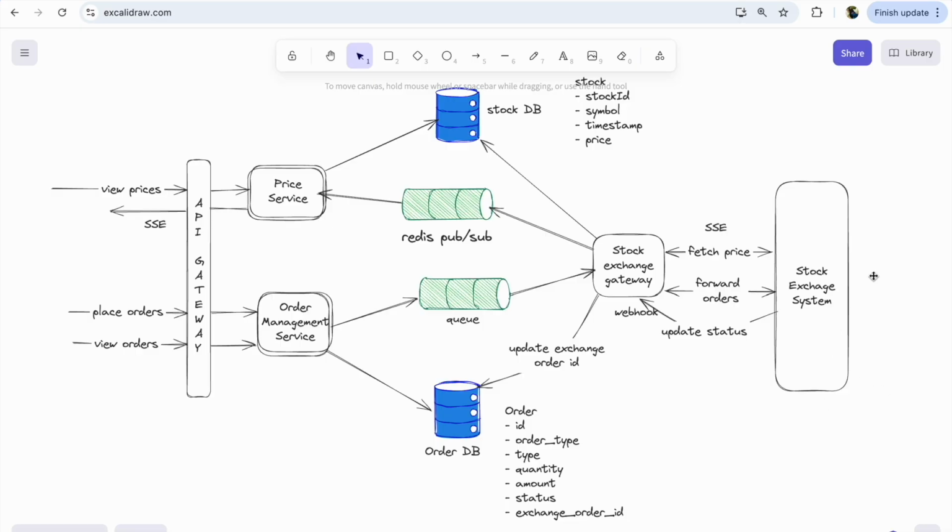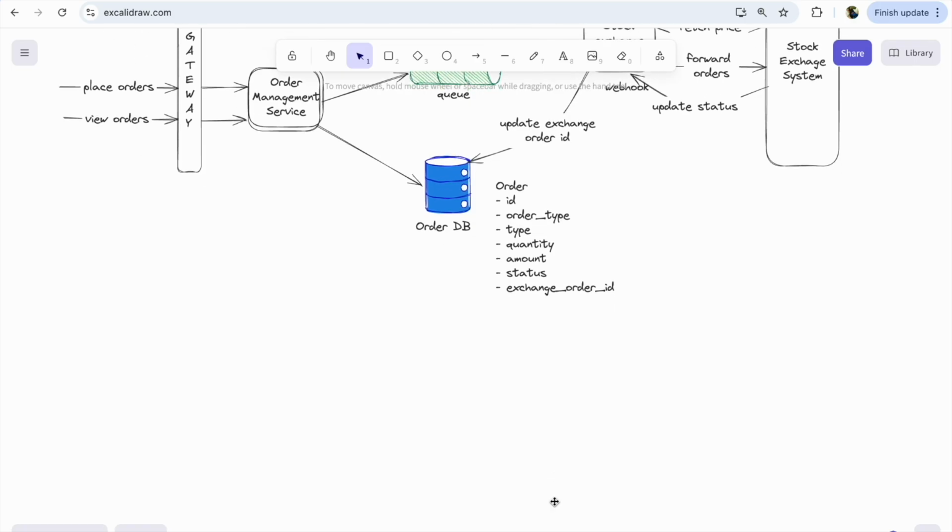When the order is successful or failed in the stock exchange system, the status should come back to our system, right? For that, we can give one webhook, so that using that, the stock exchange system can update the status of the order, and the status will again be updated in this order database.